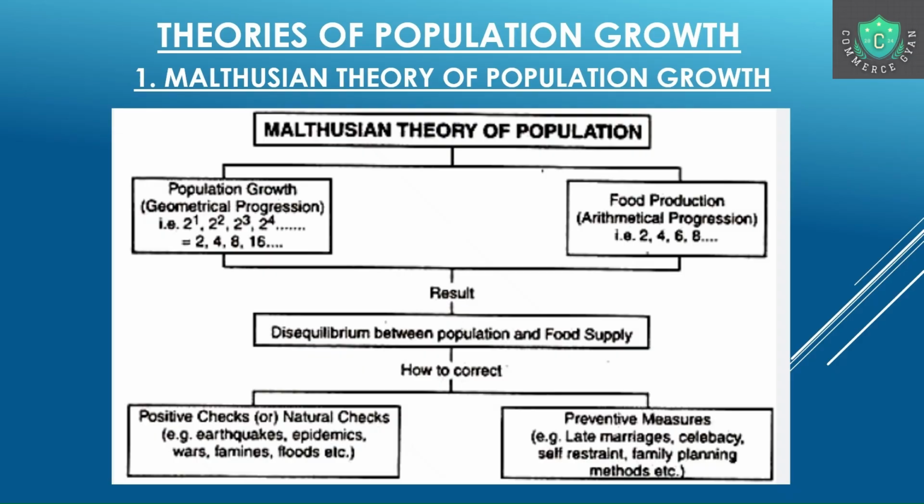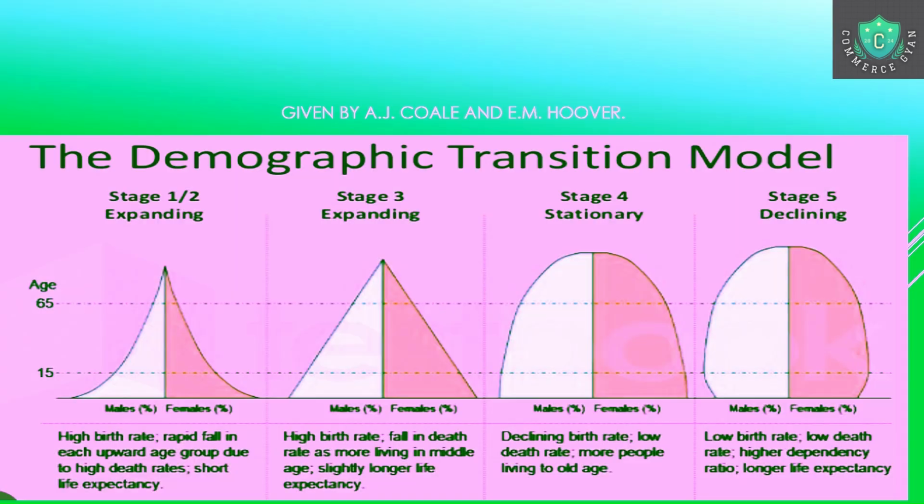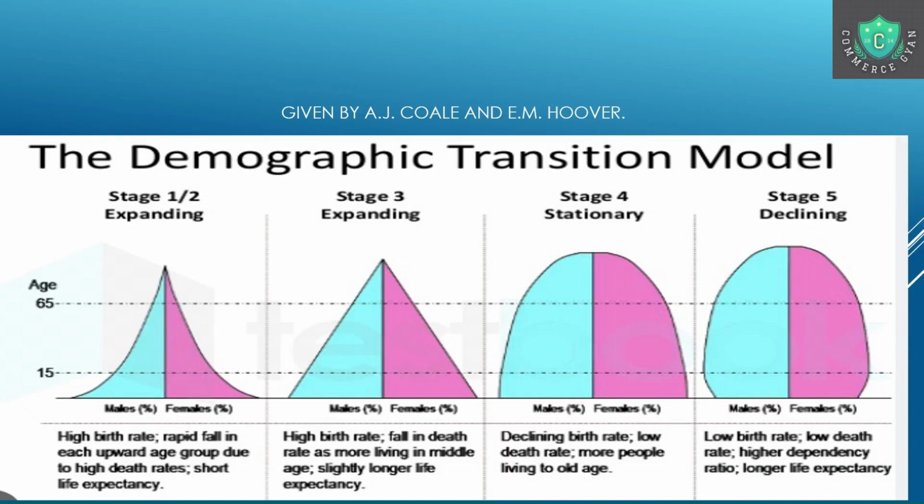And he suggested certain measures which are natural checks and certain measures which are preventive checks for this problem to stop. Now we come to the second theory, the demographic transition, which was given by A.J. Cole and E.M. Hoover. The demographic transition model states there are 5 stages. Stage 1 and 2 are expanding, stage 3 is also expanding, stage 4 is more of stationary, and stage 5 is declining.